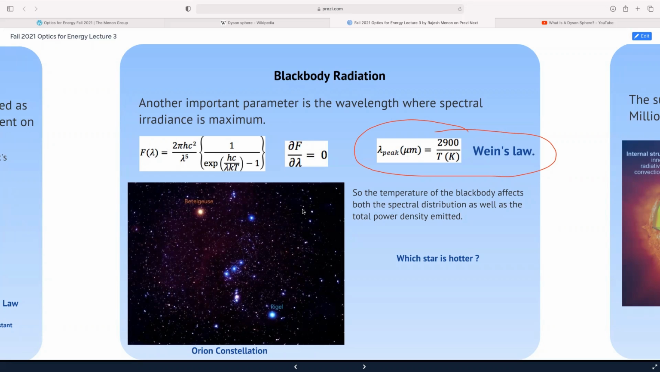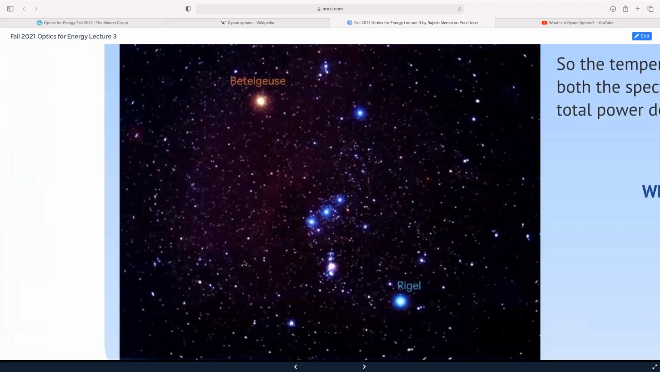So I have a simple question here. Just to summarize, the temperature of the black body affects both the spectral distribution, that shape we saw, remember, it gets flattened as the temperature went down, but also the total power density, that integral also matters, right? It depends on temperature by the Stefan Boltzmann law. So if you look at this picture here, I don't know if you can see this. If you're an astronomer, you can look at this picture and say, oh, which star is hotter? Betelgeuse up there, or Rigel at the bottom.